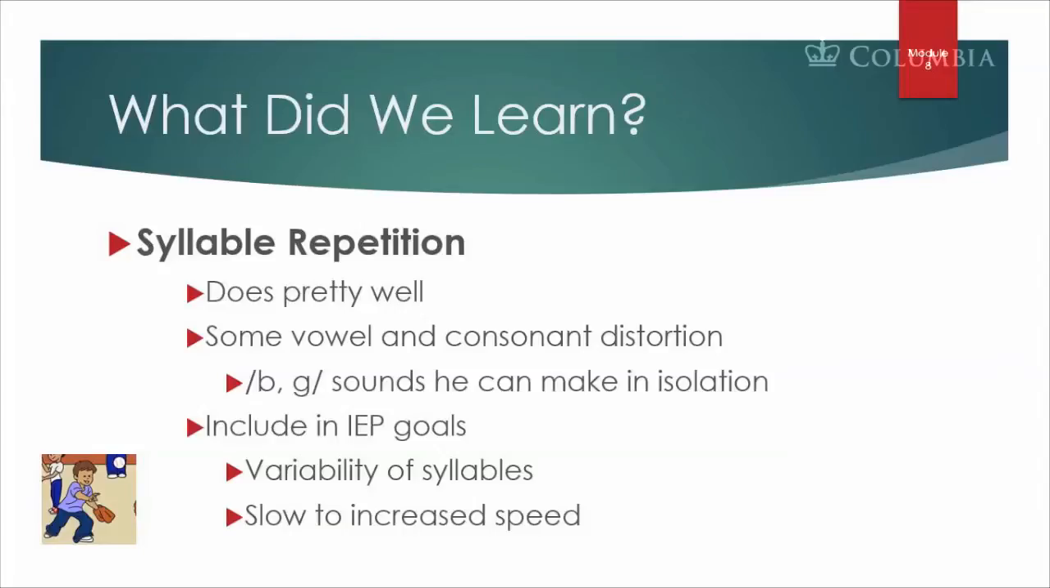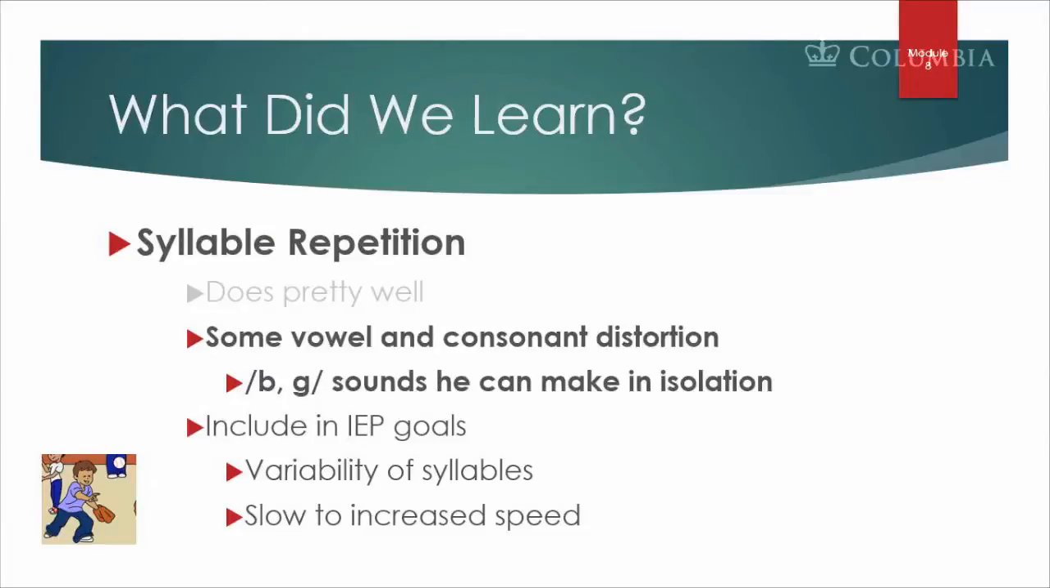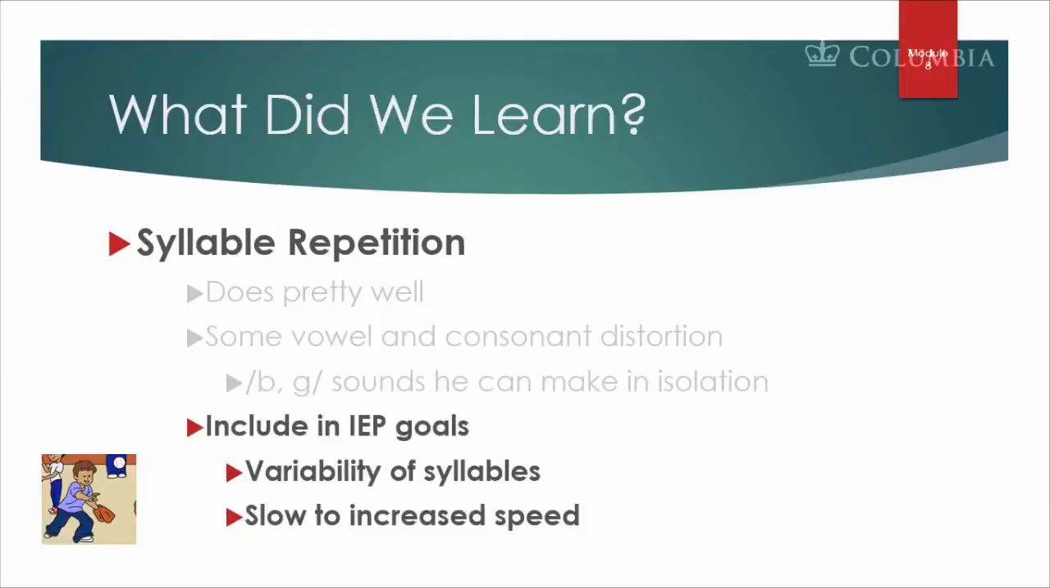From this video, we learn that Alex does pretty well with syllable repetition, but in the last one, there's some distortion of vowels and consonants. These are sounds that we know he can make in isolation, G and B. As we start to think about the child's IEP goals, we want to include this consonant vowel variability and slow to increase speed to develop the ability to vary between syllables.